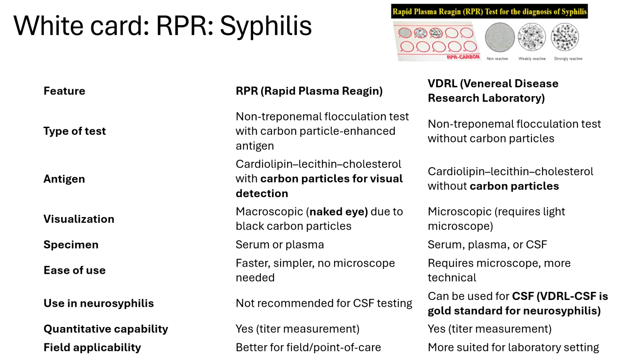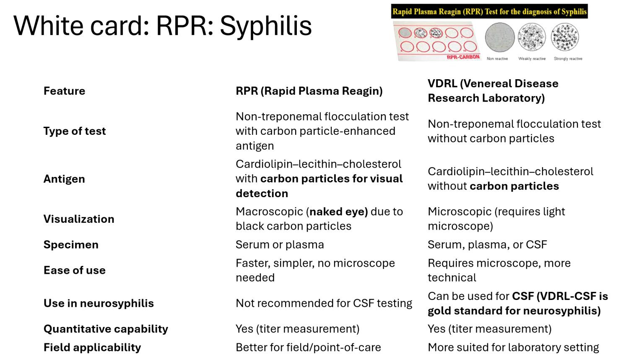Now here the white card shows a black color flocculation, and this is used for the test which is called the RPR test. The RPR test is used for the diagnosis of syphilis. However, the frequently asked question here is, what is the difference between RPR and VDRL? RPR is rapid plasma reagent test and VDRL is venereal disease research laboratory test.